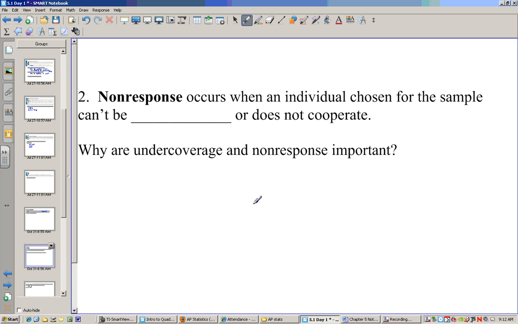Non-response occurs when an individual chosen for a sample can't be contacted or does not cooperate. So if they mail out 1,000 surveys and 100 people respond, that means that we really don't know what exactly is happening because 90% of the people didn't actually respond. Maybe 100% of the people who were dissatisfied with a particular service responded, and they would change their policies, but maybe 90% actually liked the service. They just weren't motivated to actually turn it in.